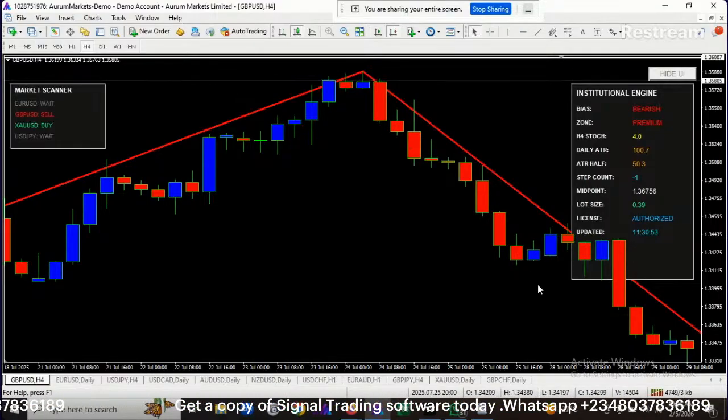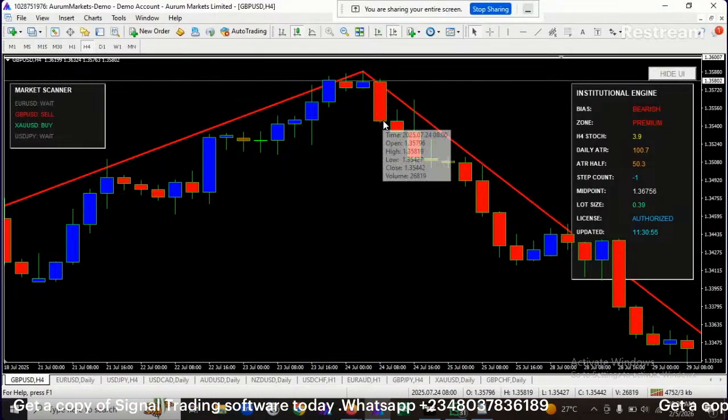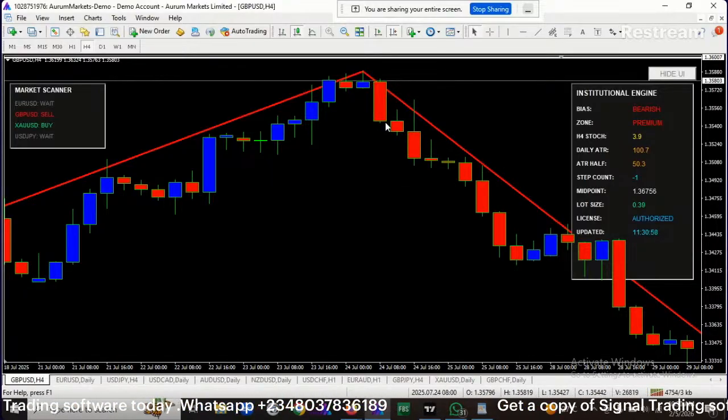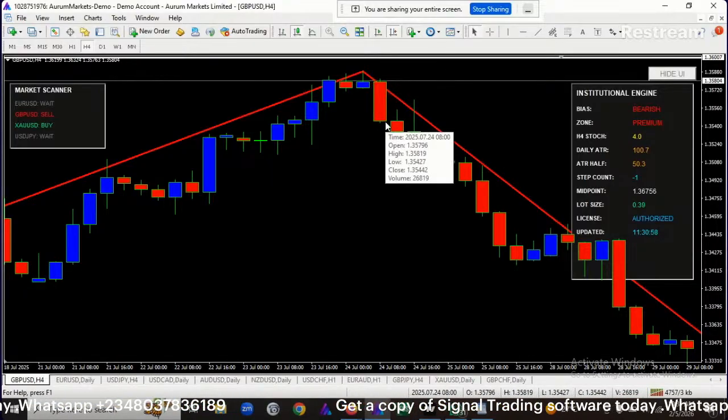See how much you would have made. Just flow with the trend. Most of you, once you've seen profit of 20 pips or 30 pips, you close your trade.